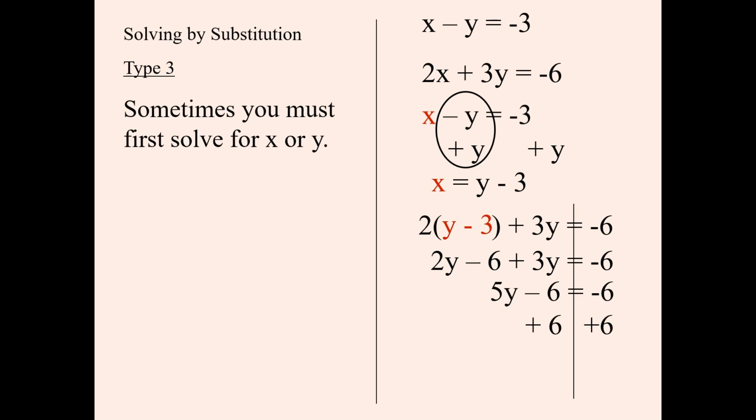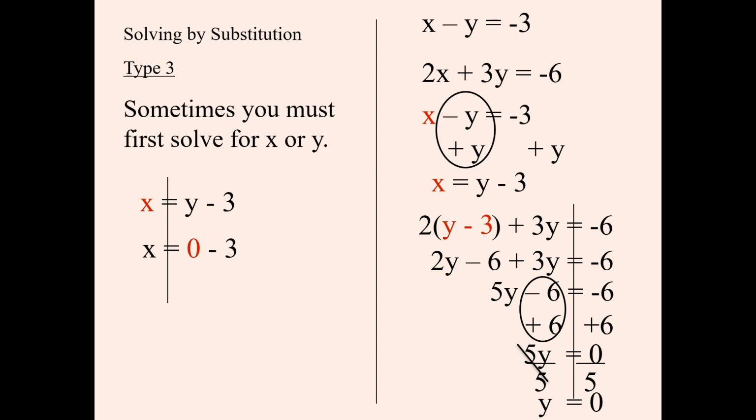Move your constants over, and then you get 5y is nothing, so that means that y itself is nothing. If y is nothing, then I can go back in, I can solve for x. I plug in 0 for y. 0 minus 3 is still negative 3, and there's my solution, negative 3, 0.